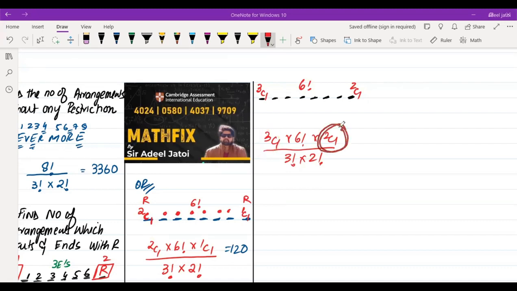2C1 in the last blank, any one E that is remaining. 6 factorial for the movement of 6 particular alphabets. 3 factorial to finish the movement of the same words, and 2 factorial for the movement of 2 R. So that means this will give me 3 E's, this will give me 2 R. The answer will remain the same, and the answer will be what? 360.